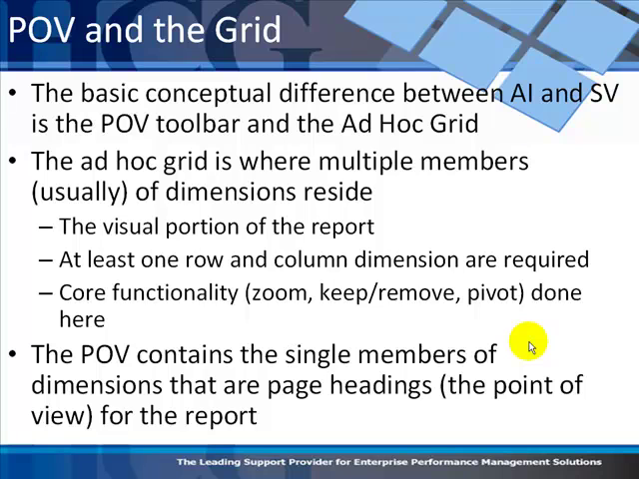There must be at all times at least one row dimension and one column dimension. And the core functionality of zoom in, zoom out, keep only, remove only, and pivot are done to the dimensions and members in the ad hoc grid. Whereas the point of view toolbar contains an individual single member of a dimension that describes all of the data in that report, thus comparing it to the older page headers of the add-in.